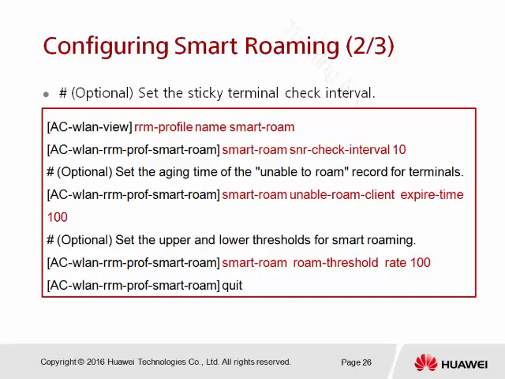Then the next one here is some of the optional settings. Set the terminal check interval. In the same RM profile, we can use the command smart roam SNR check interval 10. That means every 10 seconds it's going to scan.